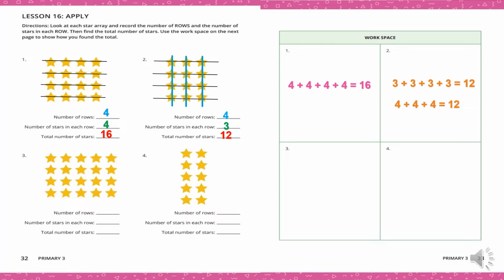Number 3 here. How many rows do we have? Rows, horizontal, rows. 1, 2, 3, 4.